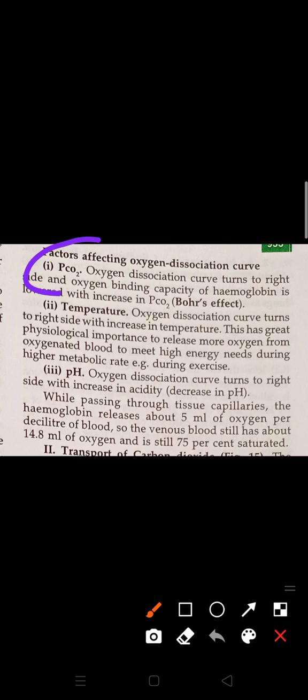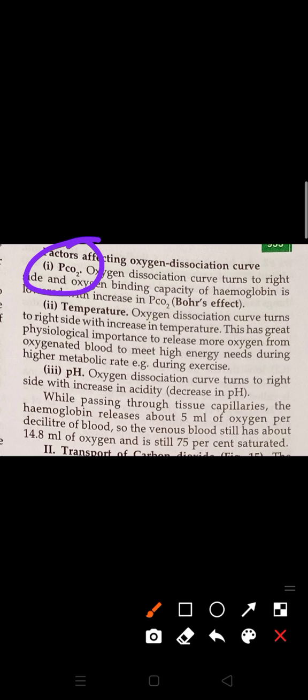So students, today we will discuss the factors affecting the oxygen dissociation curve. There are several steps by which we can understand how oxygen is dissociated inside the blood. First, a very important factor is the pressure of carbon dioxide.